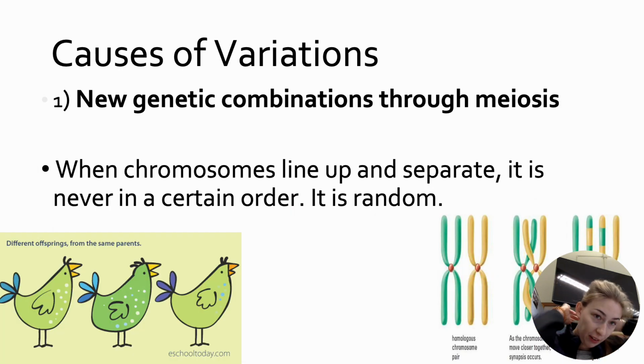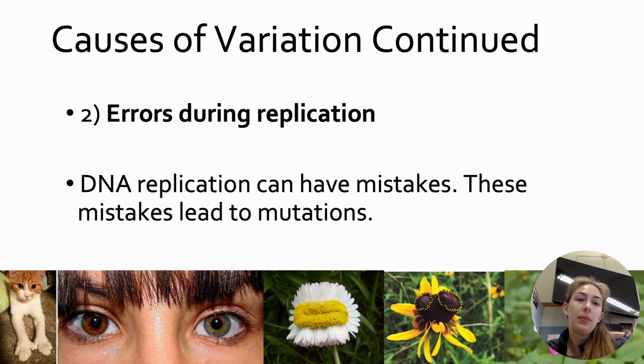Now, causes of variations. New genetic combinations occur through meiosis. When this happens, we get new combinations of genes, and it also leads to mutations and a kind of randomness. This then leads to variations in the population. Again, during replication, when we get those crossovers, errors occur. So then that leads to mutations.